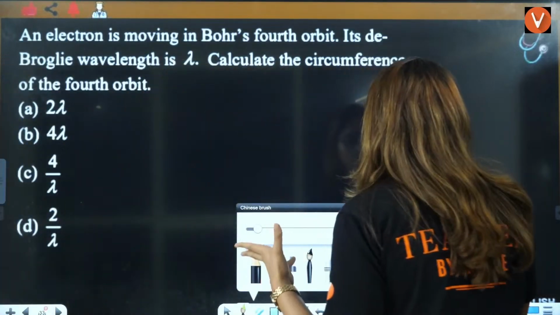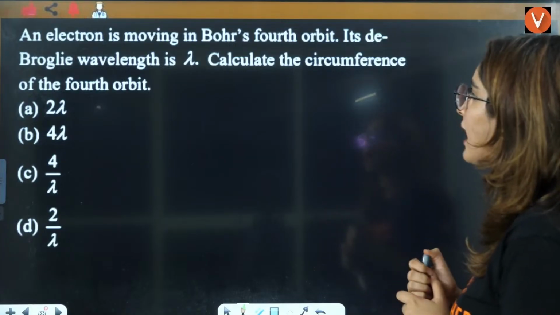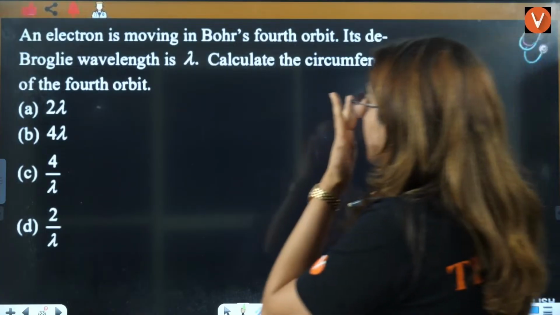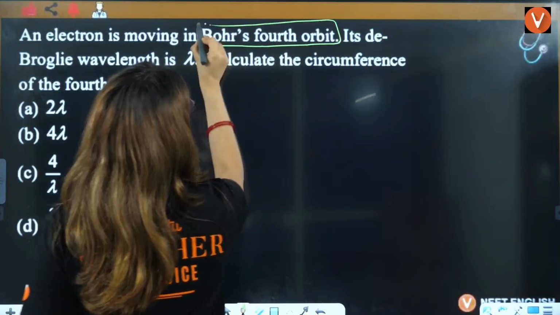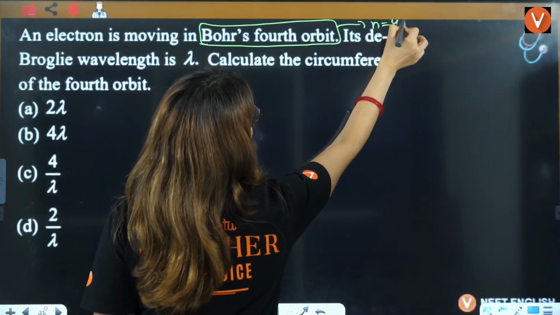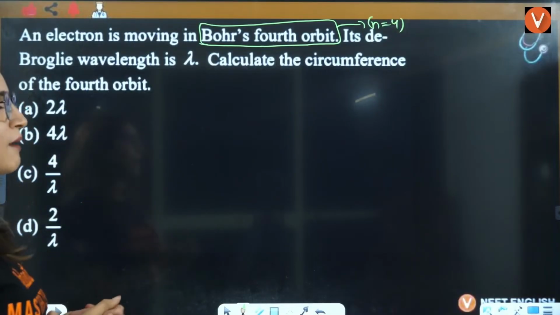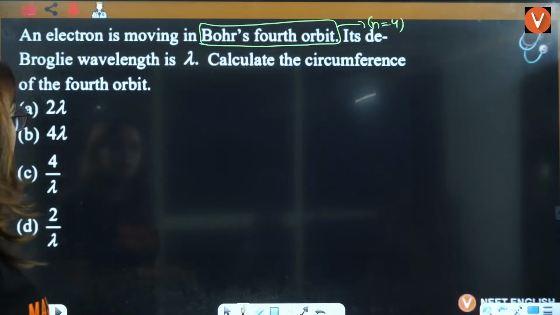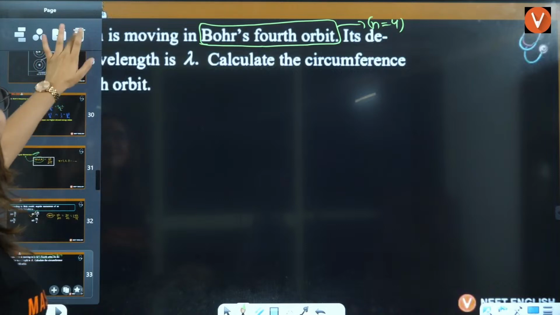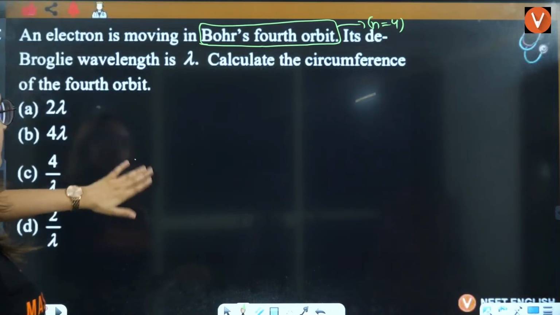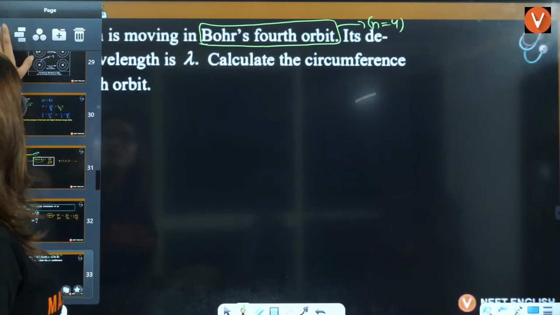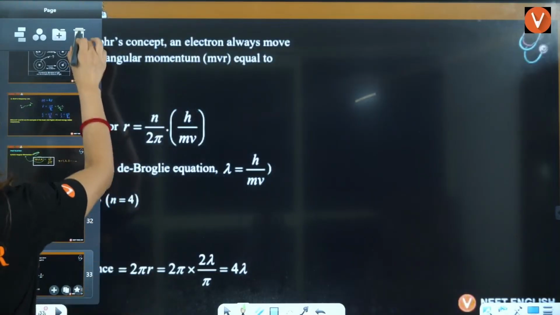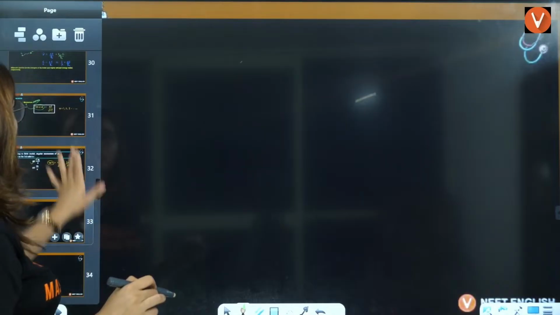Next question based on this thing only. Here they are saying that an electron is moving in Bohr's fourth orbit, that means n is given to be 4. De Broglie wavelength is lambda. Actually, we have not discussed de Broglie's wavelength till now, so I'll not do this question now. We'll do this question in the next class. We can only do this once we know de Broglie's wavelength, okay?